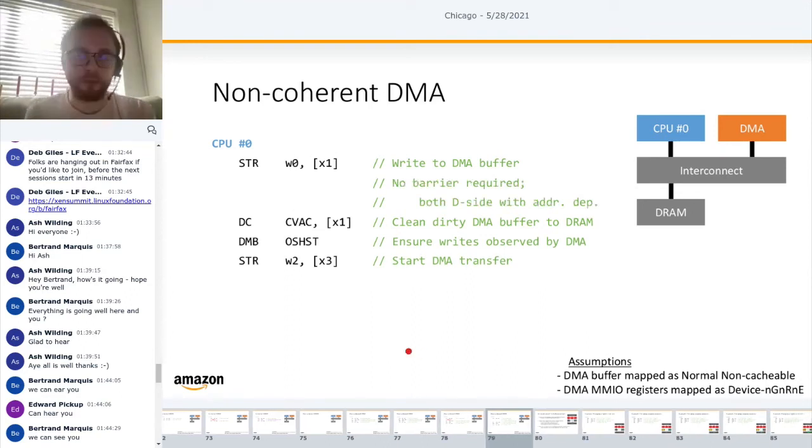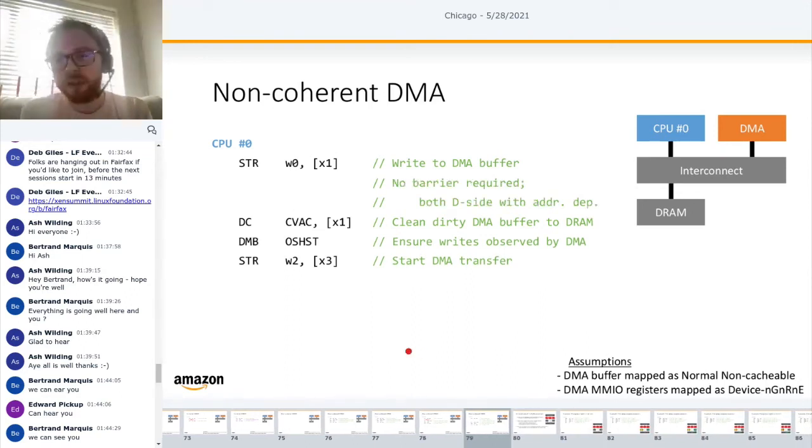Actually, no. So this was a bit of a trick question. The reason here is coming back to that address dependency we spoke about earlier. These are both what we call D-side accesses. We've got a data side store, which is the str instruction, and we've got a data side cache maintenance instruction, which is the DC. These are both data side with an address dependency because they're both acting on X1, and that means I actually don't need a barrier between them.